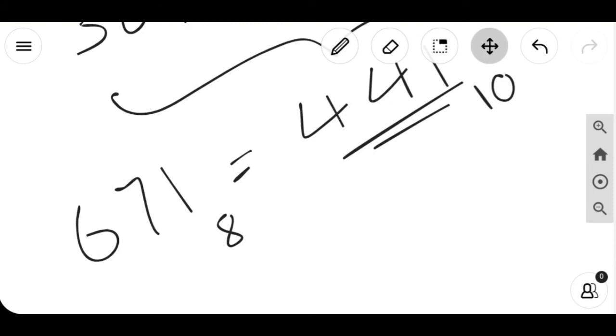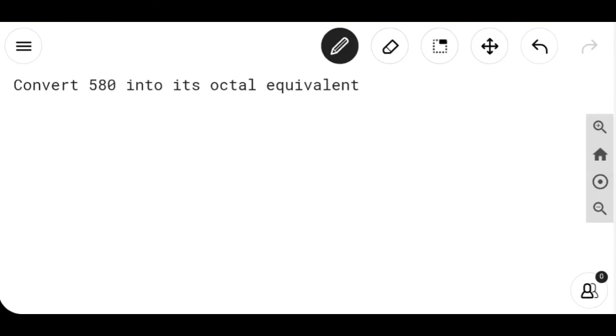Now we are going to learn the opposite, how to convert a decimal number into an octal number. So let's move on to our next example in order to understand this question. When we look at this example, it says convert 580 into its octal equivalent. This is easier than converting octal into decimal, because you don't need to actually use powers of 8.